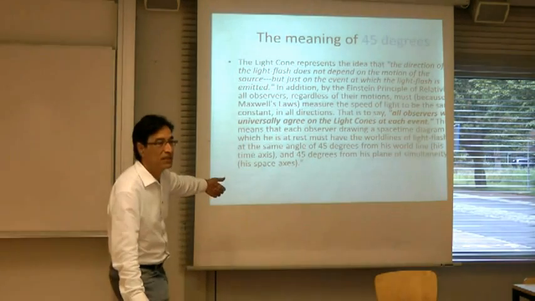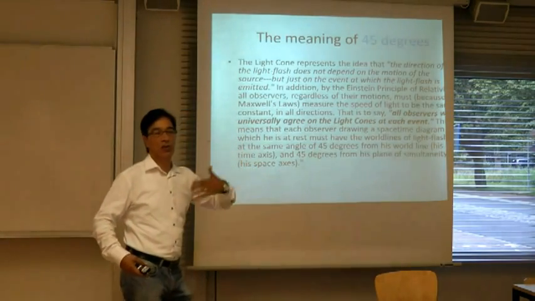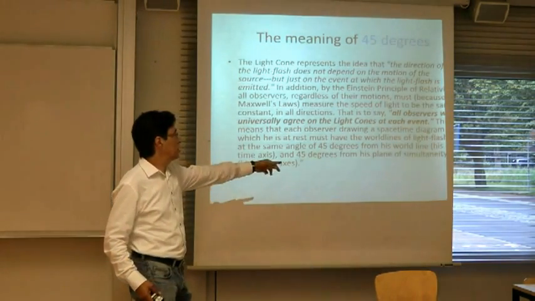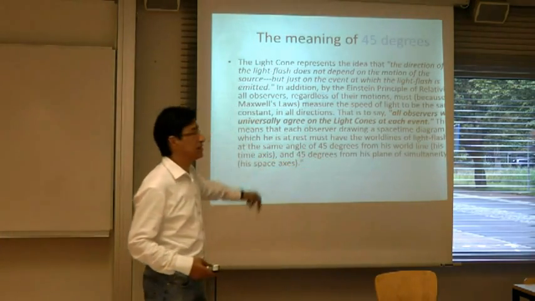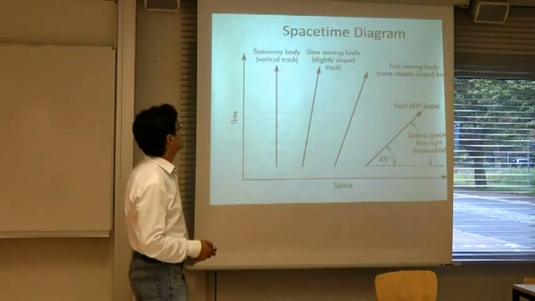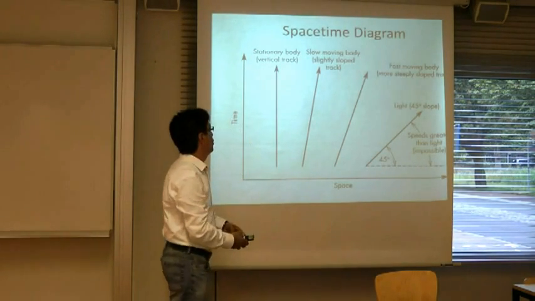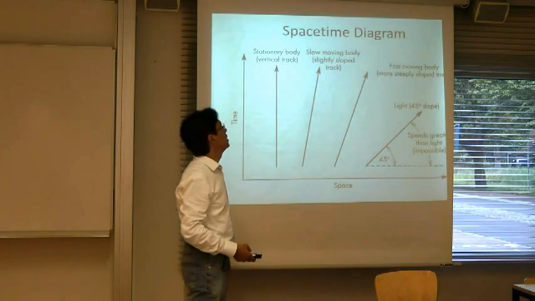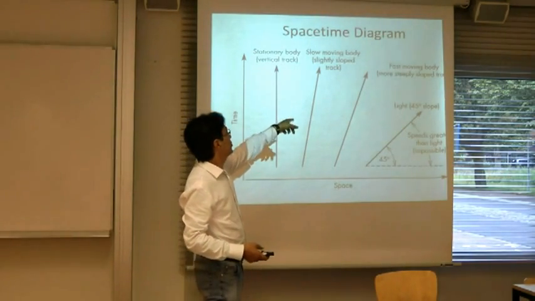His time axis is the world line. Everybody, as a stationary observer, has a world line, time axis, and 45 degrees from his plane of simultaneity, his space axis. Here it is: stationary body, vertical track. This is our time and this is our space. When we are moving, this is our track.